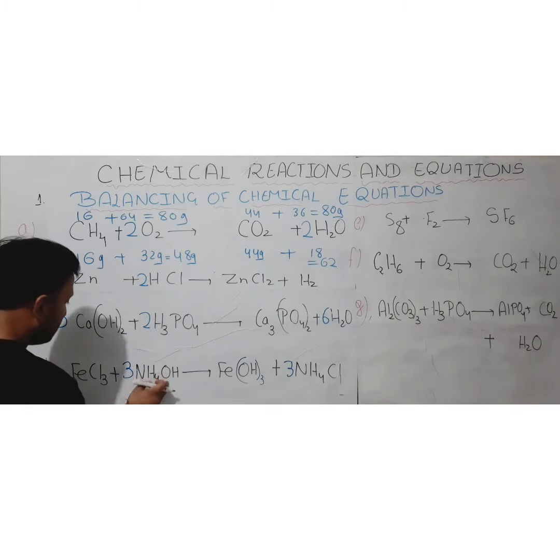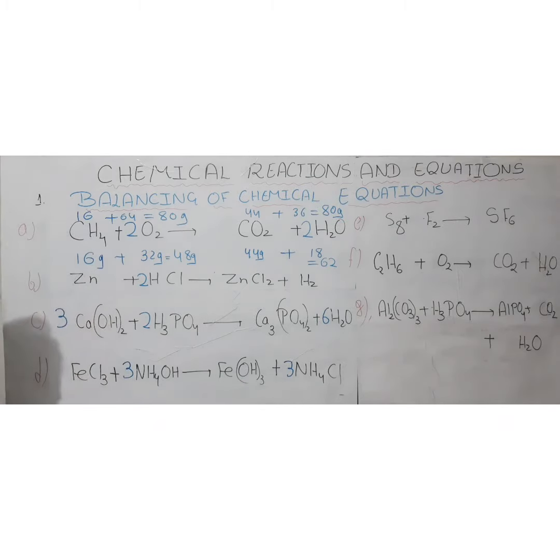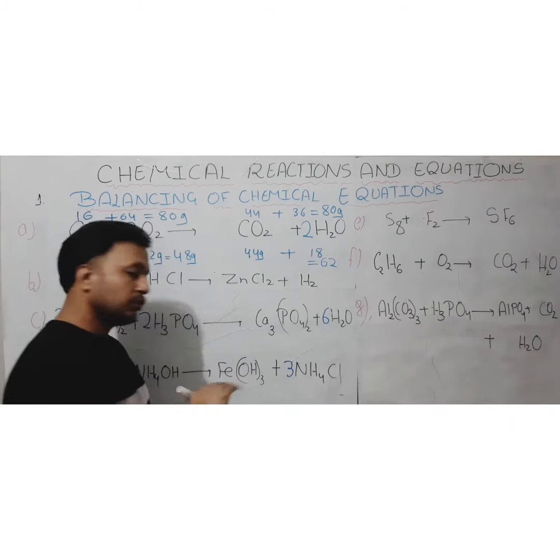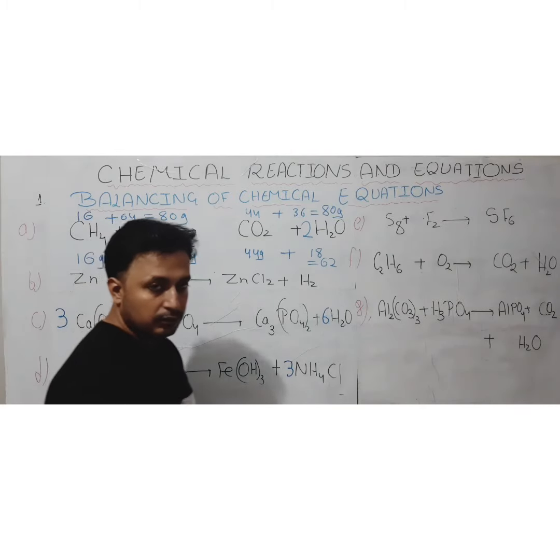You can check oxygen. Oxygen becomes a multiple of 3 with this coefficient, so it becomes 3, and here it is also 3, so no need to balance oxygen also. So you can see, if you balance elements other than hydrogen and oxygen, most of the time, not always, most of the time, no need to balance the oxygen and hydrogen.